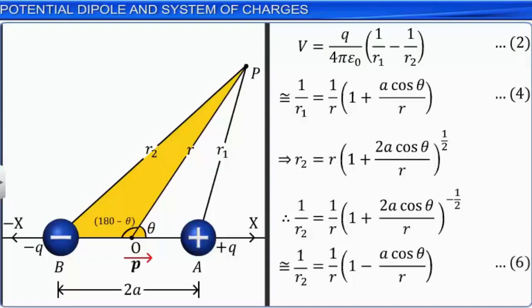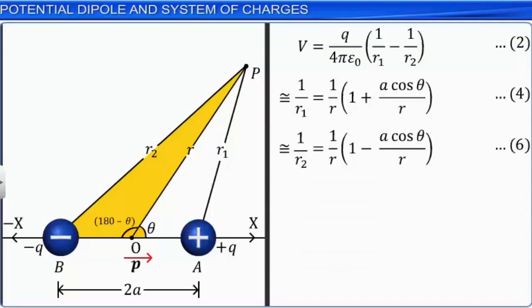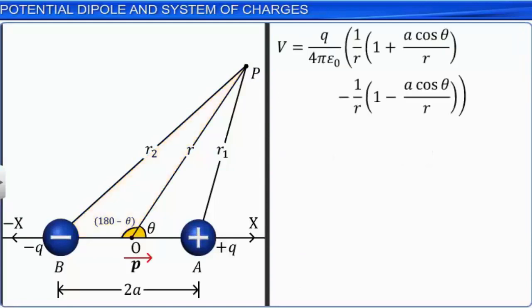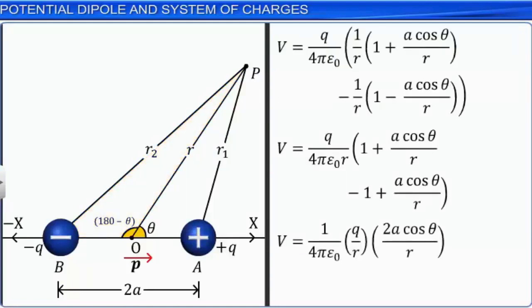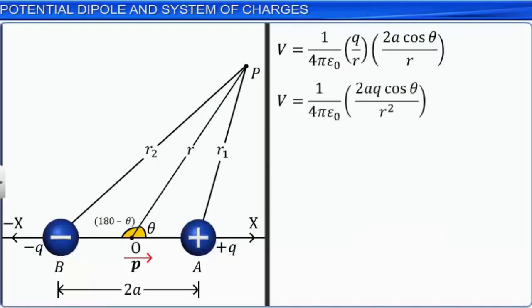Substituting equations 4 and 6 in equation 2 and simplifying, we have V is equal to 1 by 4 pi epsilon naught into Q by R into 2A cos theta by R, which will be equal to 1 by 4 pi epsilon naught 2A Q cos theta by R square. We know that the dipole moment P is equal to 2AQ, and hence net potential V is equal to 1 by 4 pi epsilon naught P cos theta by R square. Let this be equation 7.